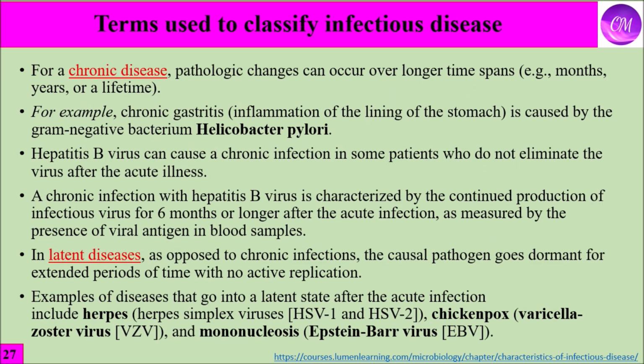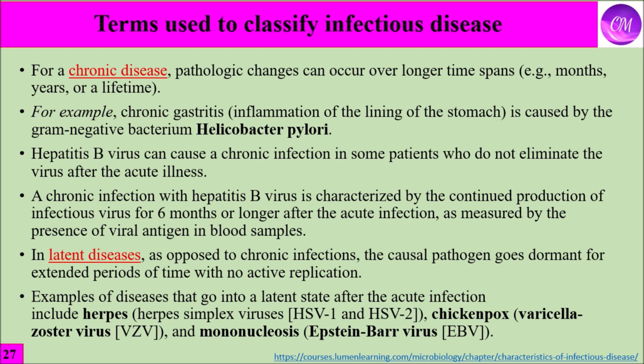For a chronic disease, pathologic change can occur over longer time spans, for example, months, years, or a lifetime. For example, chronic gastritis is caused by the gram-negative bacterium Helicobacter pylori. Hepatitis B virus can cause a chronic infection in some patients who do not eliminate the virus after the acute illness. A chronic infection with hepatitis B virus is characterized by the continued production of infectious virus for 6 months or longer after the acute infection, as measured by the presence of viral antigen in blood samples.